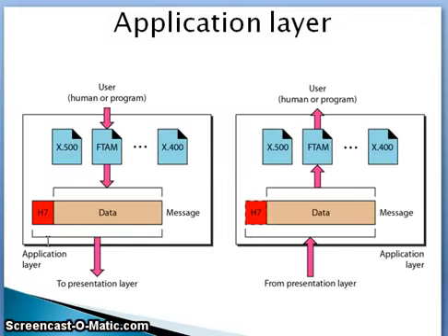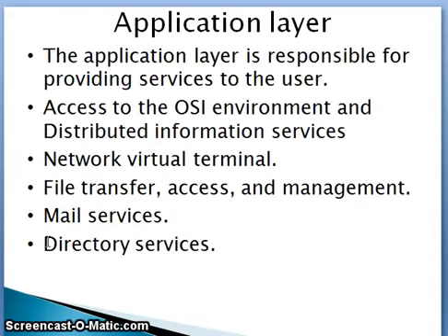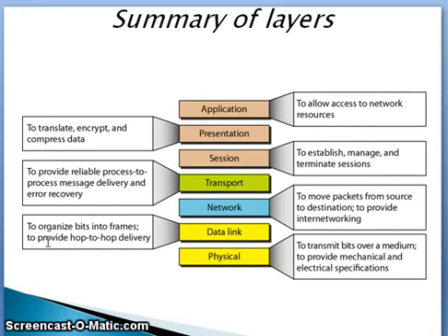Application layer. Here is where the user runs different applications. Specific services provided by the application layer include network virtual terminal, file transfer, access and management, mail services, and directory services. So here we can summarize all the layers.